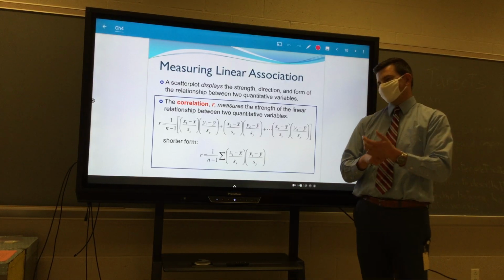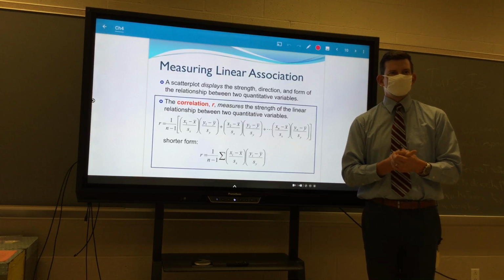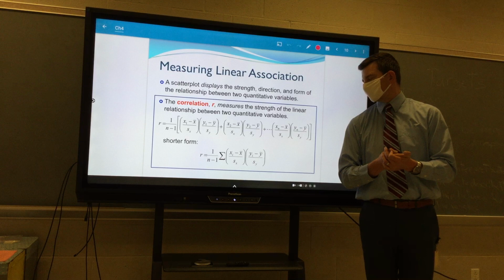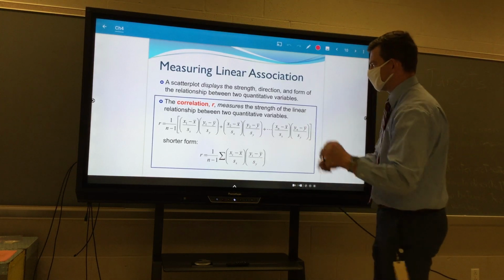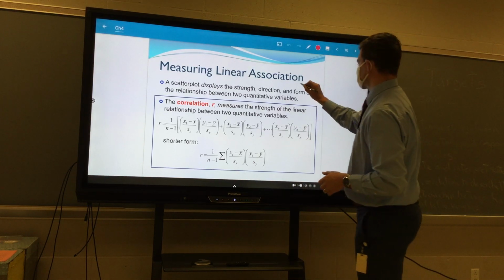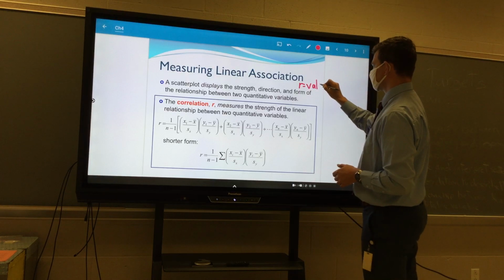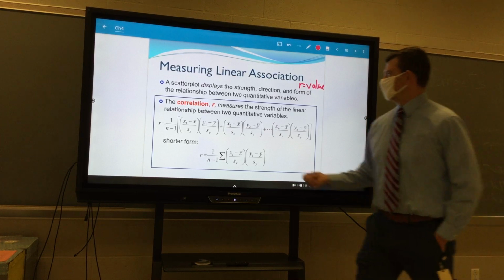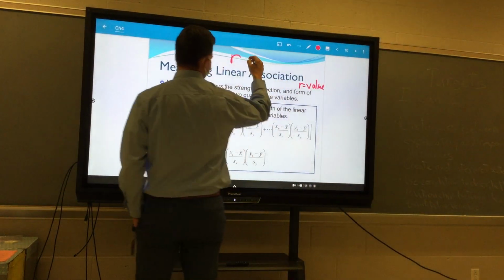Correlation coefficient, I think it's really called the Pearson product moment coefficient or something like that. I can't remember the exact word. I usually just refer to it as R value. Okay? The R value, you know a little bit about R from previous courses.